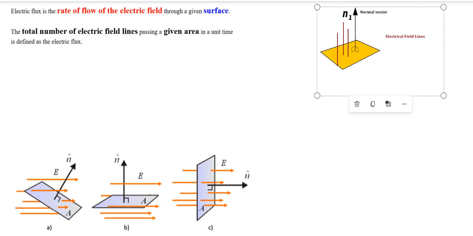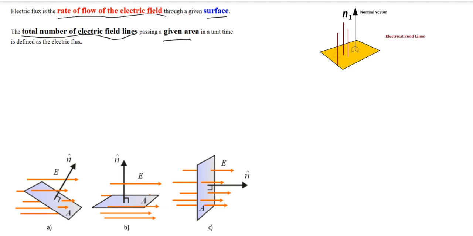A very interesting and important topic, that is electric flux. Electric flux is a measure of how much the electric field passes through a given surface area, right? Here there are two more definitions. One says the rate of flow of electric field through a surface, or the total number of electric field lines passing through a given area.